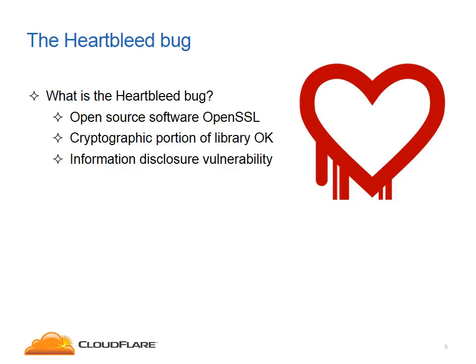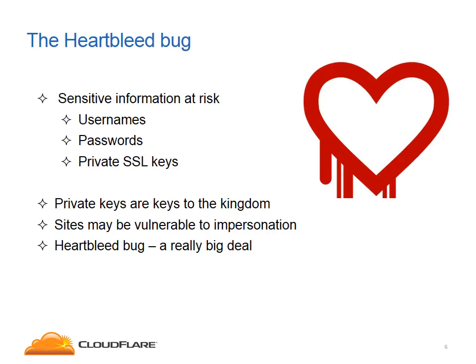And a lot of people have been scrambling to not only fix this bug on servers, but make sure that any information that is leaked is protected. So going more specifically to what information is at risk, there are usernames, passwords, private SSL keys, as I mentioned. So any site that you logged into and was vulnerable to the Heartbleed bug, someone could potentially have gotten your username and password out of that. This is a big deal.